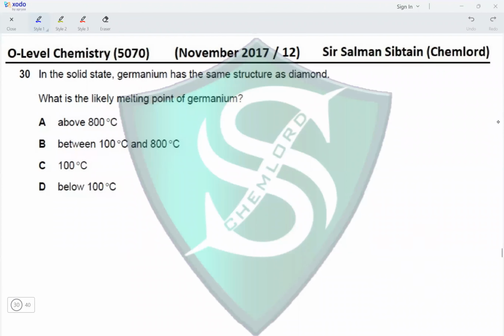Question 30. In the solid state, germanium has the same structure as diamond. What is the likely melting point of germanium? Very high. The options are above 800, between 100 and 800, and 100 and below 800. The highest available temperature out of these four options is above 800, making option A the correct option for this question.